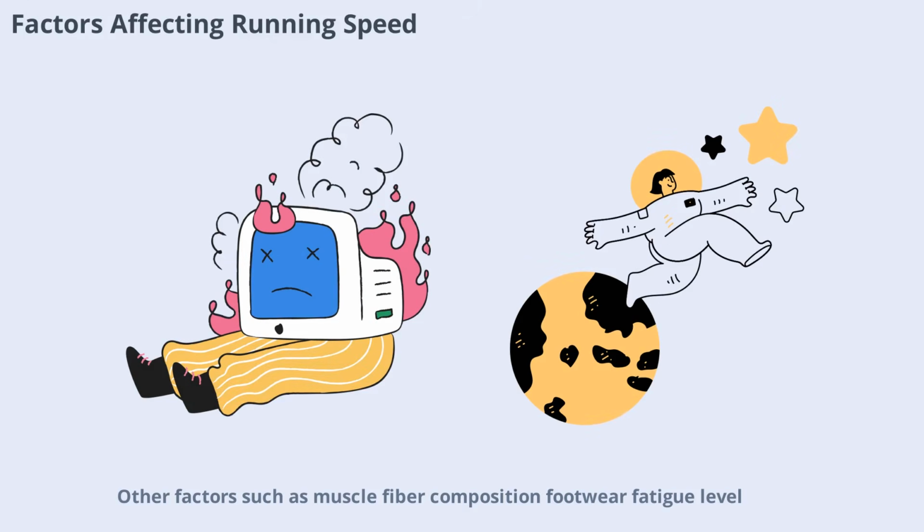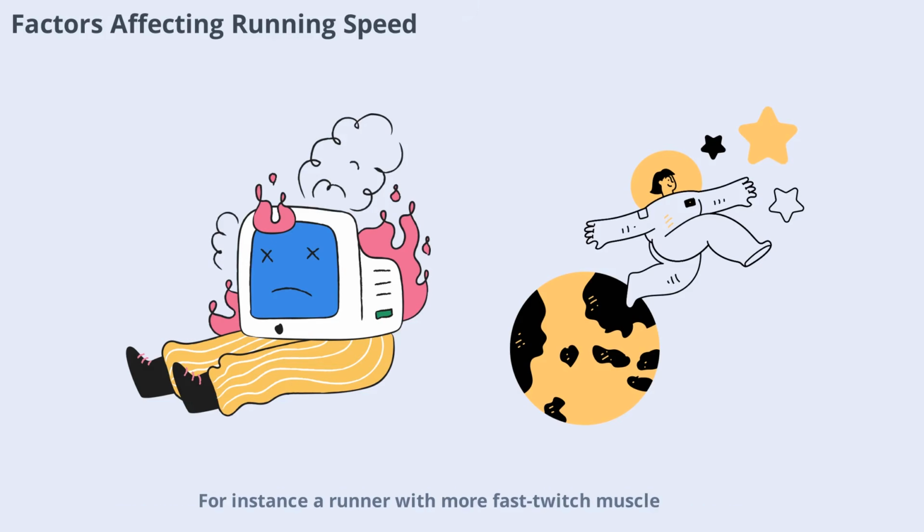Running speed isn't determined by stride length and frequency alone. Other factors such as muscle fiber composition, footwear, fatigue level, injury history, and the characteristics of the running surface all play significant roles. For instance, a runner with more fast-twitch muscle fibers may achieve higher stride frequency, while proper footwear can enhance both comfort and performance. Understanding these influences helps athletes and coaches optimize training and reduce injury risk.